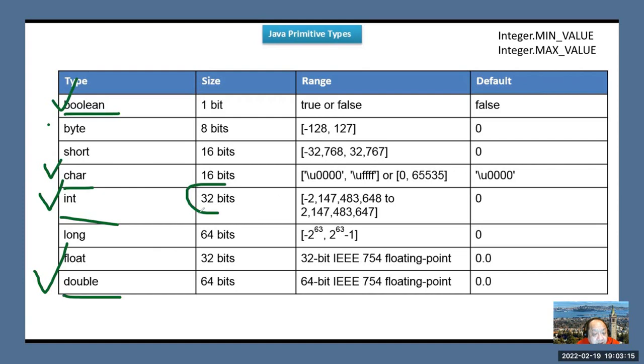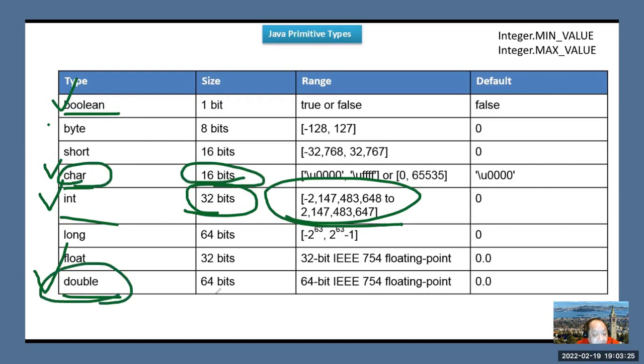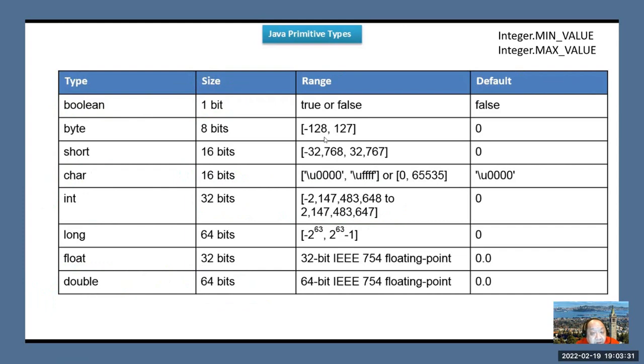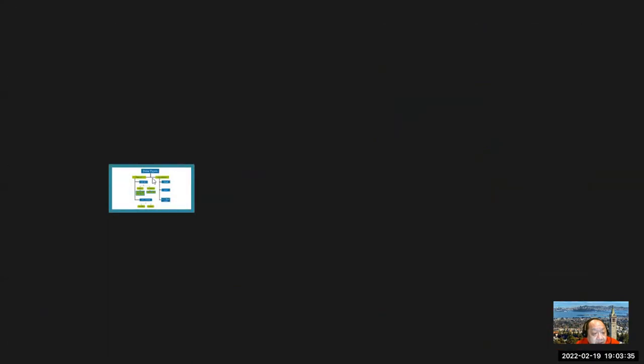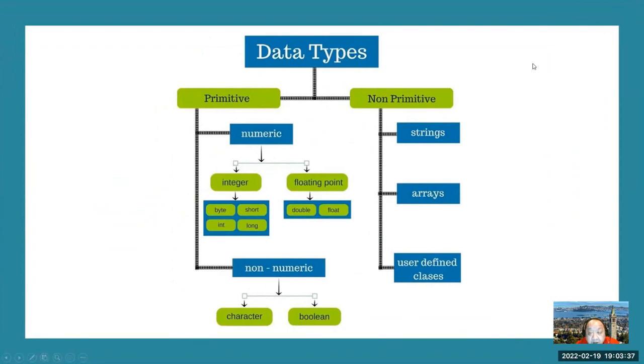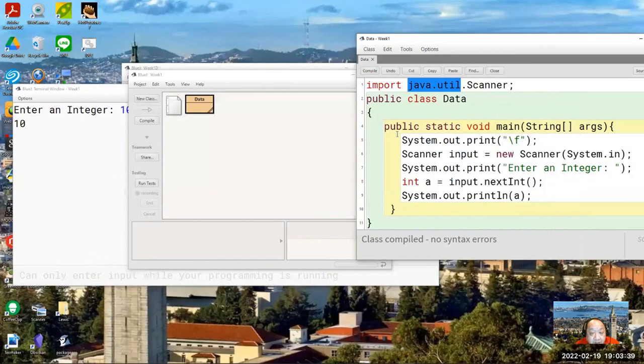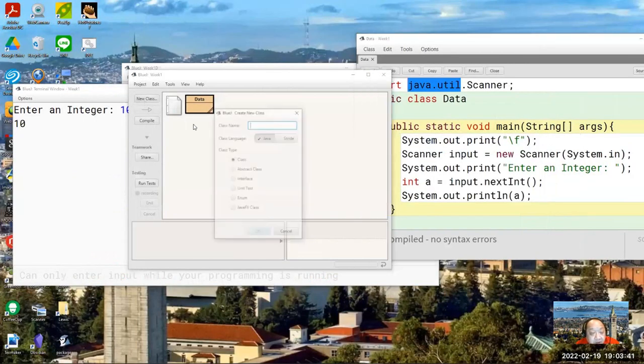Integer is 32-bit. Character is for symbols. Double is for floating-point numbers. Boolean is for true or false. These are available, and we call them primitive data types. Let's create another one.